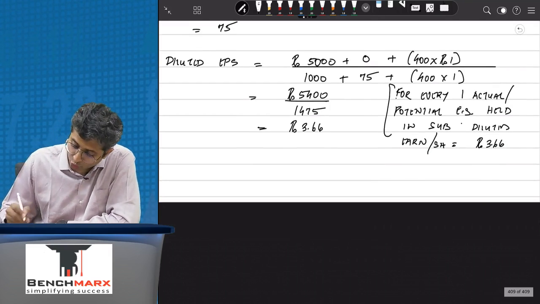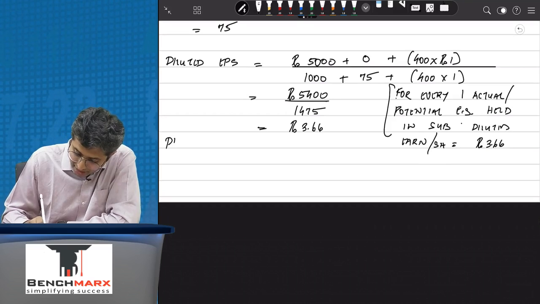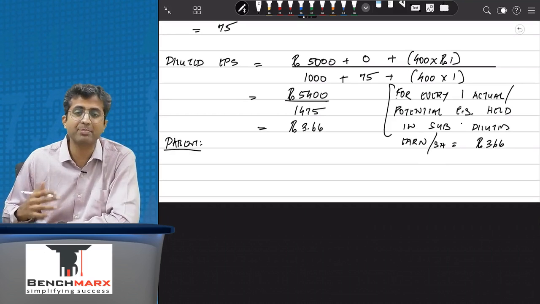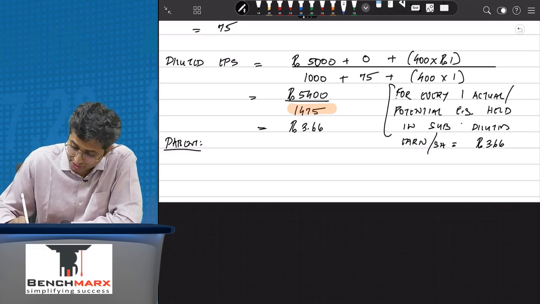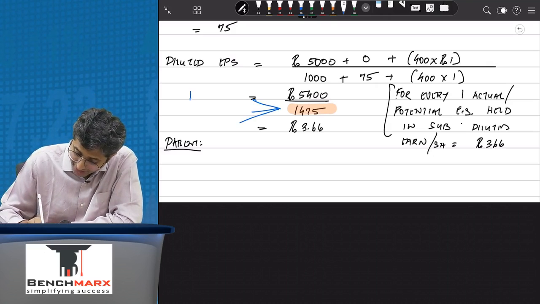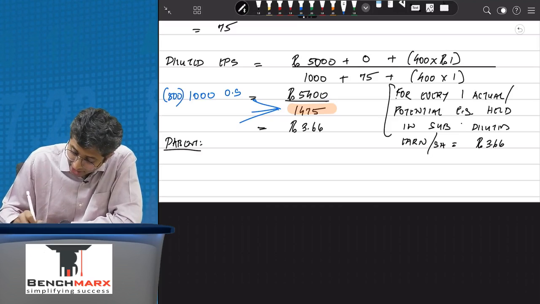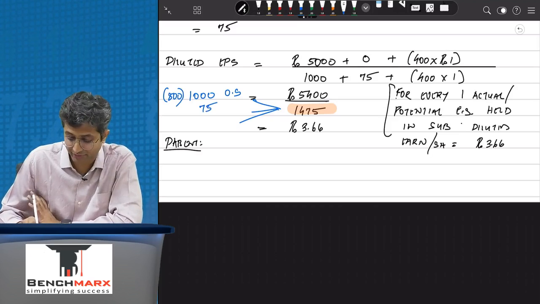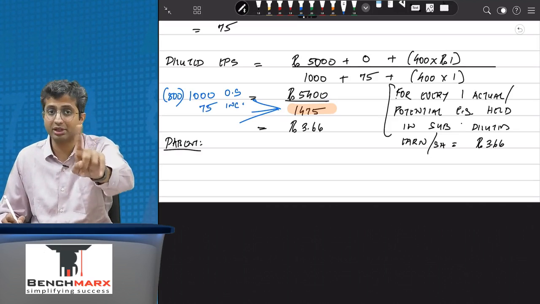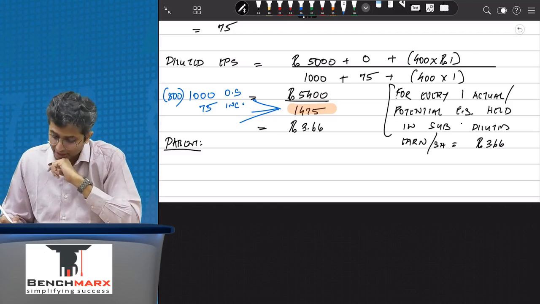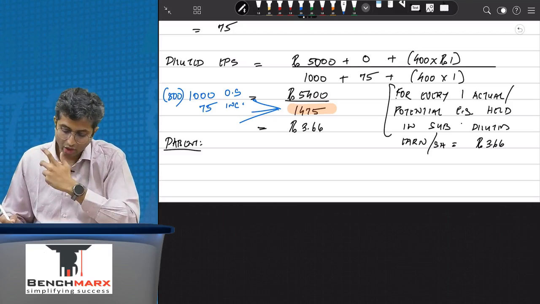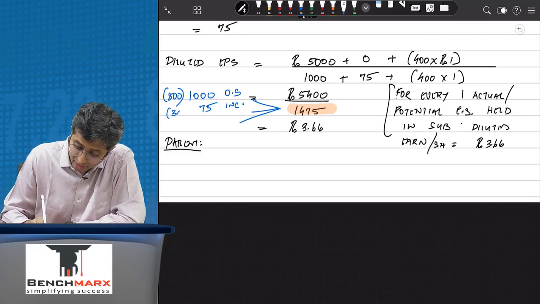Now if we want to build our understanding, how many actual or potential shares is the parent holding out of 1475? Mind you, 1475 includes 1000 ordinary shares, out of which 800 are held by the parent. It includes 75 incremental shares, not the entire 150. It includes only the 75 incremental shares pertaining to warrants.